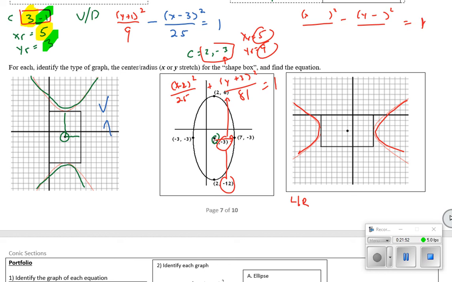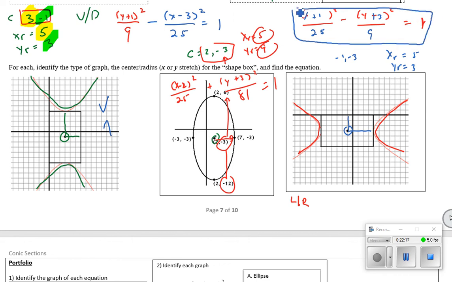All right, and the center here, if you count, is -1, -3, so that's going to be x plus 1, y plus 3. The stretch in the x direction is 5, so that's going to be 25 under the x term. The stretch in the y direction is 3, so that's going to be 9 under the y term, and in this standard form it equals 1.